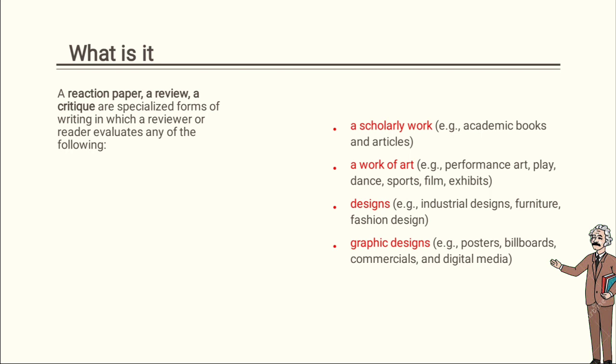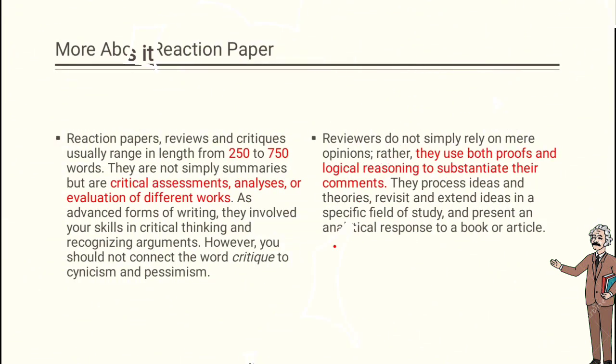What is it? A reaction paper, a review, a critic, are a specialized form of writing in which a reviewer or reader evaluates any of the following. So we have a scholarly work, a work of art, designs, and graphic designs. Reaction papers, reviews, and critics usually range in length from 250 to 750 words. They are not simply summaries but are critical assessments, analysis, or evaluation of different works.